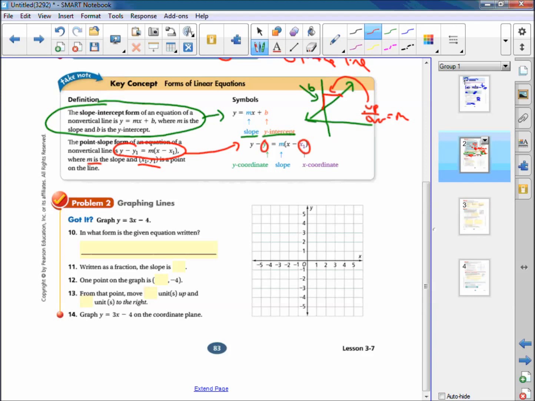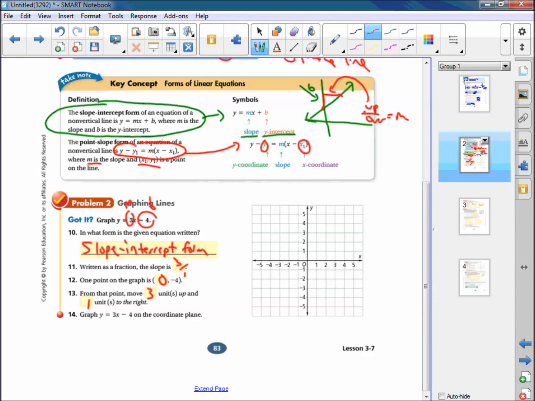Graphing lines, graph y equals 3x minus 4. And what form of this equation is given? So this is slope-intercept. That's our slope, and that's our intercept. Written as a fraction, the slope is 3 over 1. And the one point on the grid we know is the y-intercept, and the y-intercept always has a 0 for the first coordinate, so 0, negative 4. So from that point, move 3 units up and 1 unit to the right.